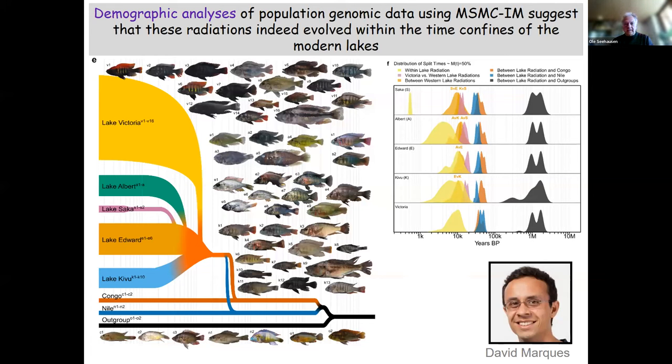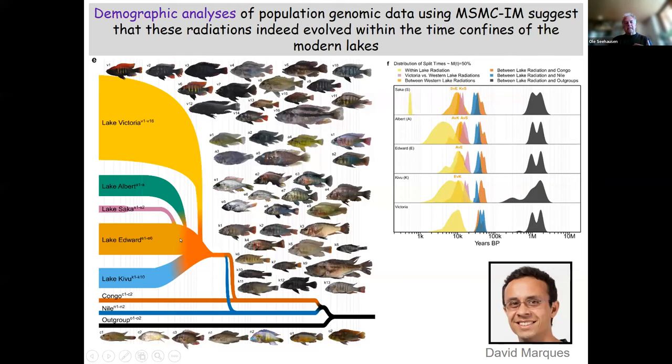To address that question, David Marques has been working for several years on many of these genomes, using demographic analysis of population genomic data, mostly using MSMC-IM, but now also some site frequency based methods. But I'm showing you today MSMC-IM output. David has been able to estimate this for each of the lakes in the region. This is the phylogeny as estimated by Joanna. This entire superflock was seeded, as we know from Joanna's earlier work, by hybridization between two lineages from the Congo and the Nile.